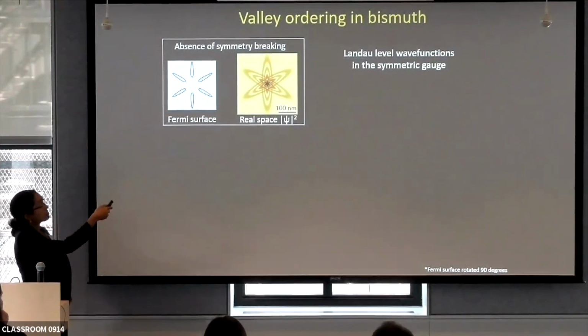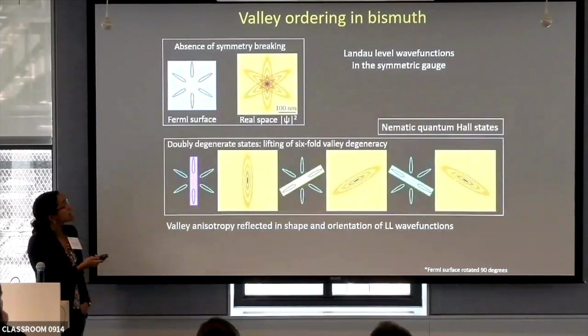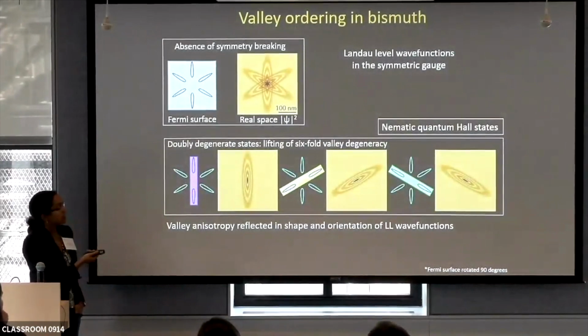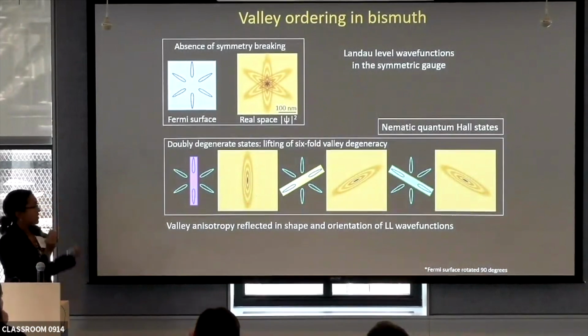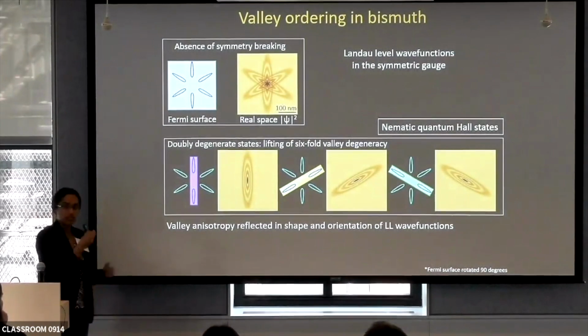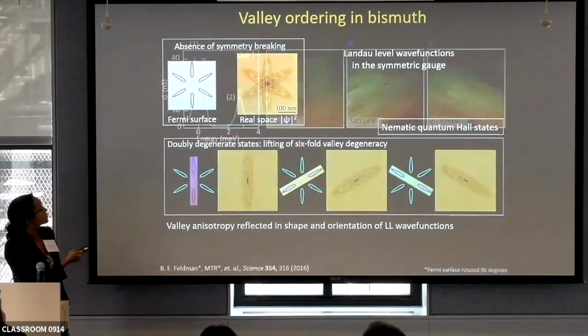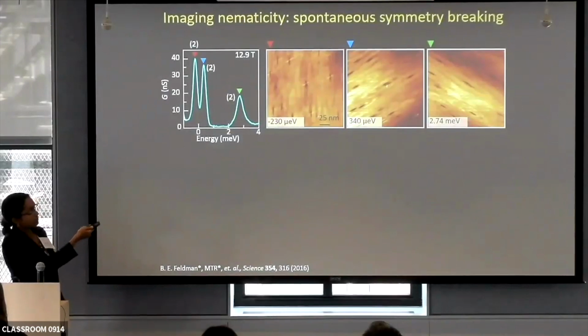And this is now not breaking any of the rotational symmetries of your underlying lattice. But if we can lift the 6-fold valley degeneracy, what we were seeing was ellipses pointed along 3 different directions. These are just coming from pairs of valleys at opposite momenta. And this valley anisotropy is directly reflected in the ellipses in the conductance maps that we were seeing in the wave functions.